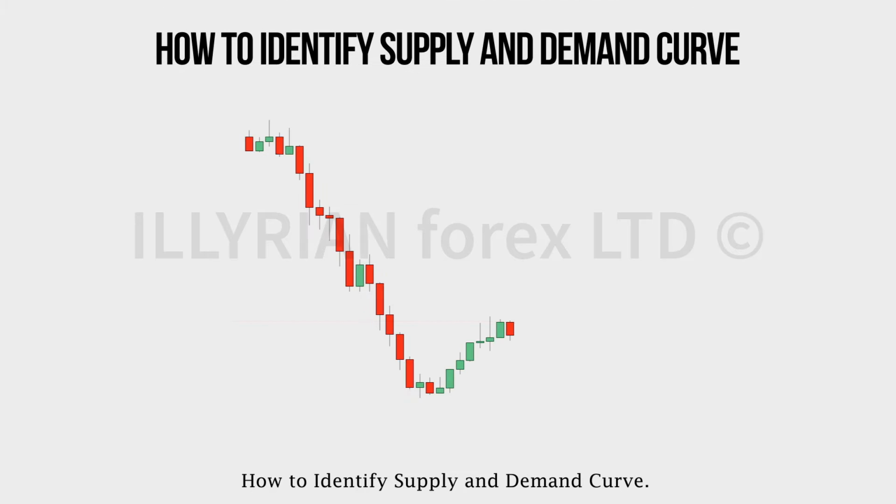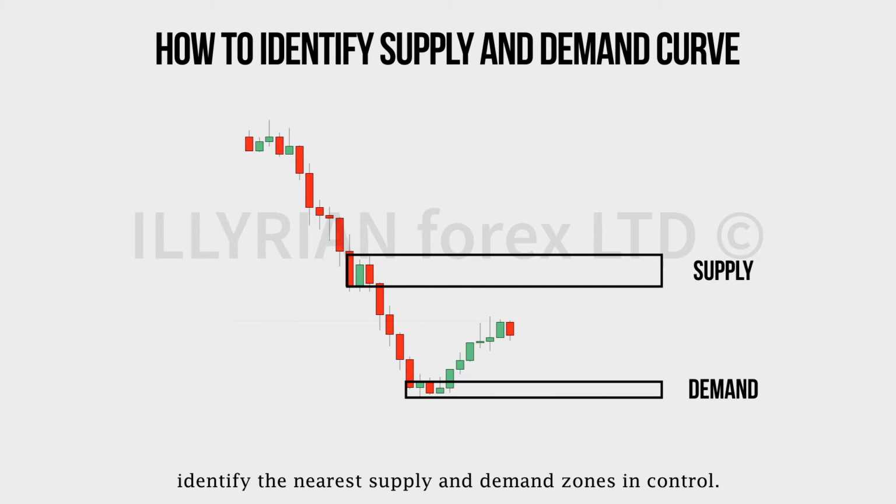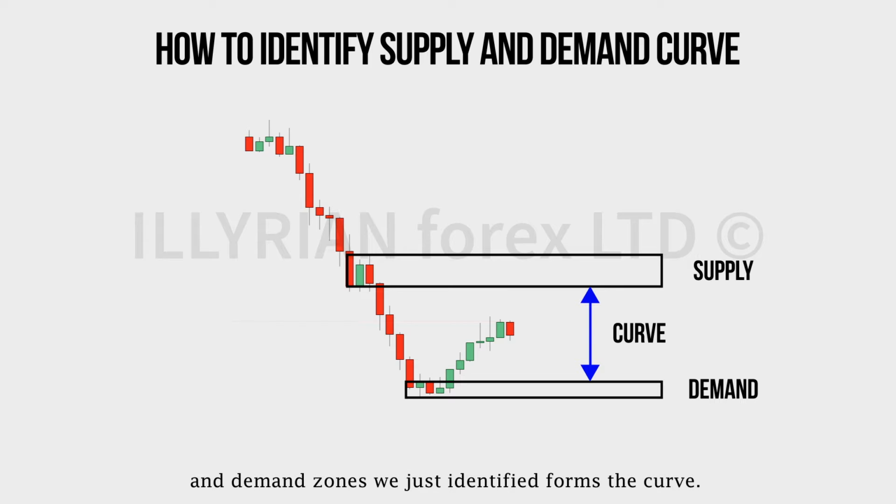How to identify supply and demand curve. To identify the curve, we need to look at the current price and identify the nearest supply and demand zones in control. The distance between the two proximal lines of supply and demand zones we just identified forms the curve.